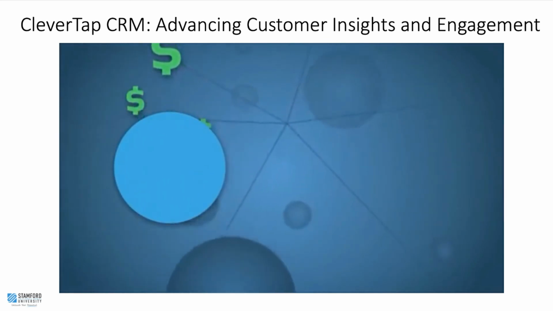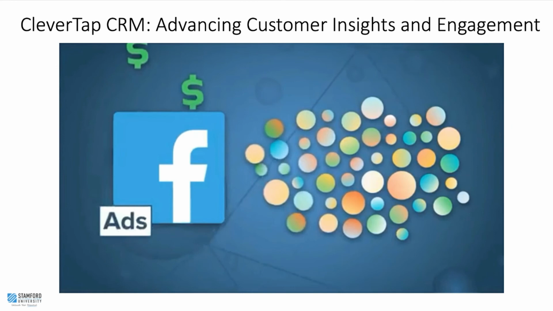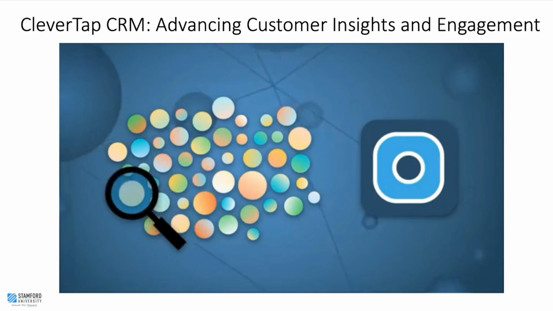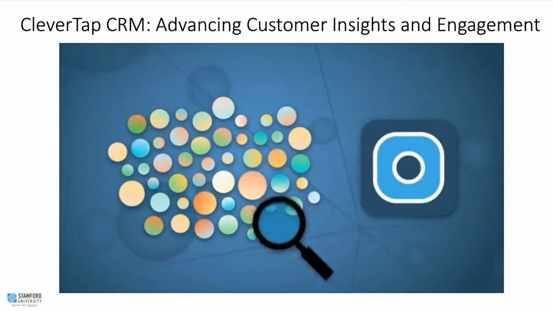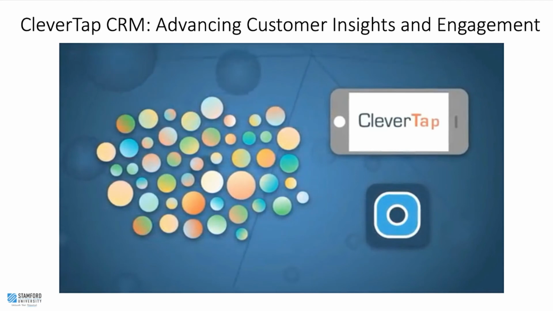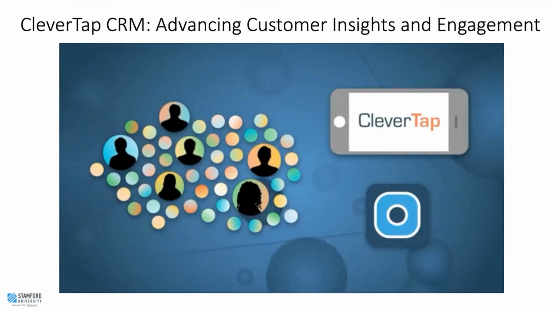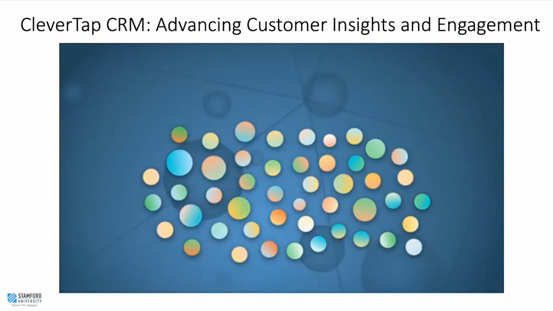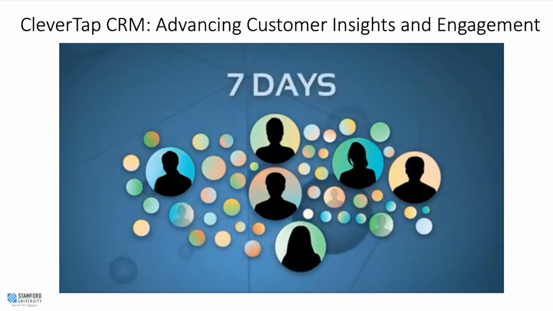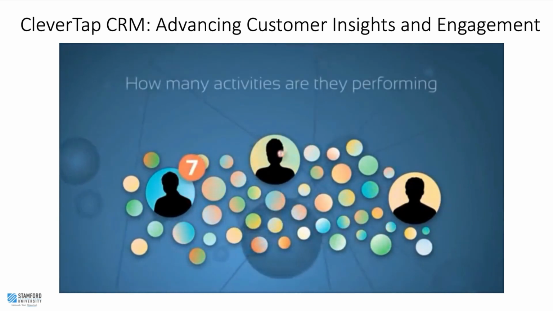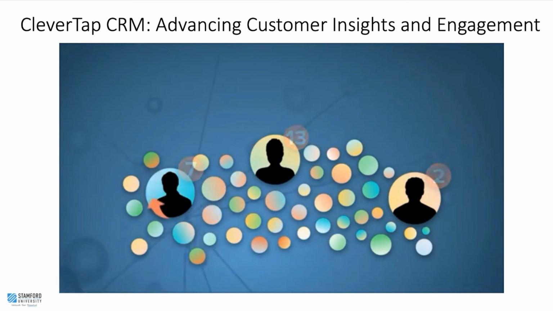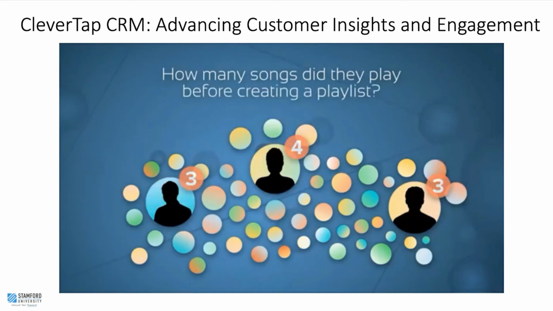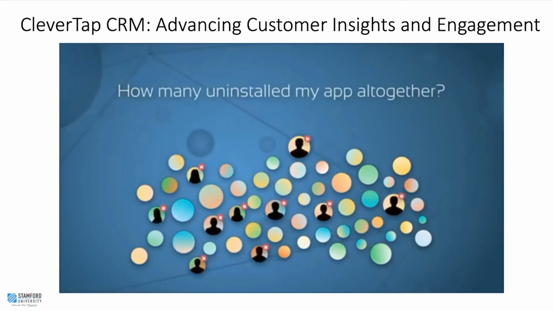Let's say you just spent a ton of money acquiring new users through Facebook ads. Well, now what? As a product marketer, you want to know exactly how this group is performing in your app. And this is where the fun begins. With CleverTap, you can create a micro segment for this group. Then just sit back and observe this segment to learn: Which of these users are coming back to the app in 3 days versus 7 days versus 30 days? How many activities they perform before they register? Are they referring any friends? How many songs did they play before creating a playlist? Or how many uninstalled my app altogether?